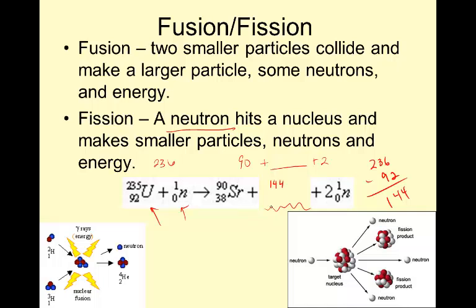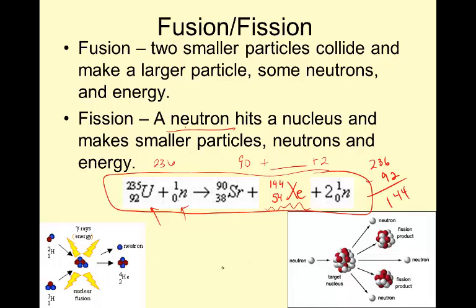Then on the bottom, it's 92 over here and 38 here. So I need this bottom number to equal 92. And I already have 38, so I'm going to have to make it be 54. All right, so then what do I put in for the symbol? Well, I look up on the periodic table, I find out that's xenon. Okay, so the missing piece is xenon in this fission reaction. How do I know it's fission? I use a neutron to make a big thing split apart.